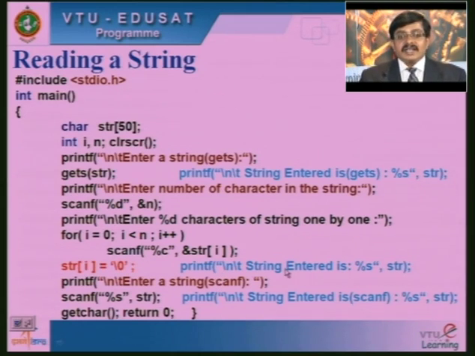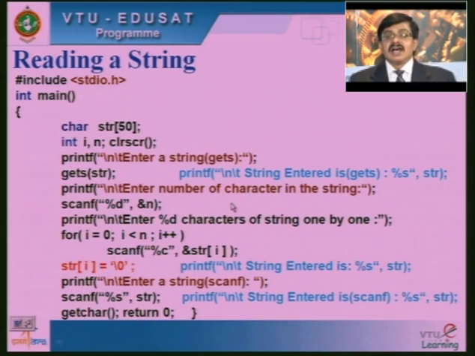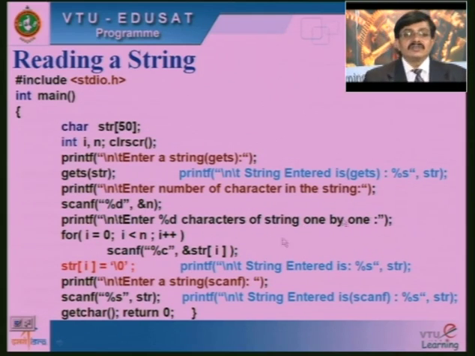Then the string entered is printed using %s with str. If I do not mention this null character, then when I use %s, starting from the 0th location of the string it goes on reading characters one by one, and if it does not see the null character, we may get something else printed on the screen, which has to be avoided. So the null character should be placed at the end of every string.